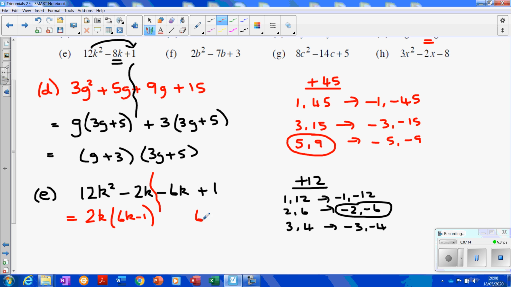Now I know this bracket's got to be 6k minus 1, so compare that term and that one, I must take out minus 1. So minus 1 times 6k is minus 6k, minus 1 times minus 1 is plus 1. Okay, so the repeated bracket is 6k minus 1, and the other bracket I have is 2k minus 1.